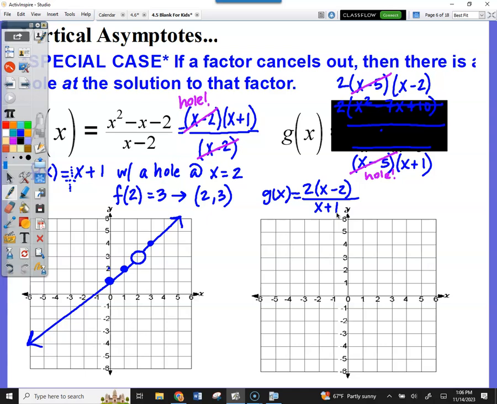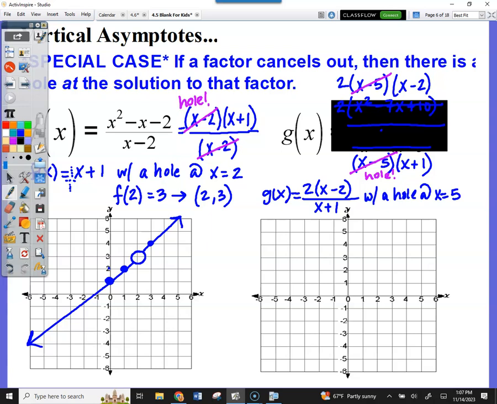And we said there is a hole. What would make it 0? A 5, right? If you set that equal to 0 and solve, you get 5. How do you get the y value of that hole? You plug the 5 in to what's left over.